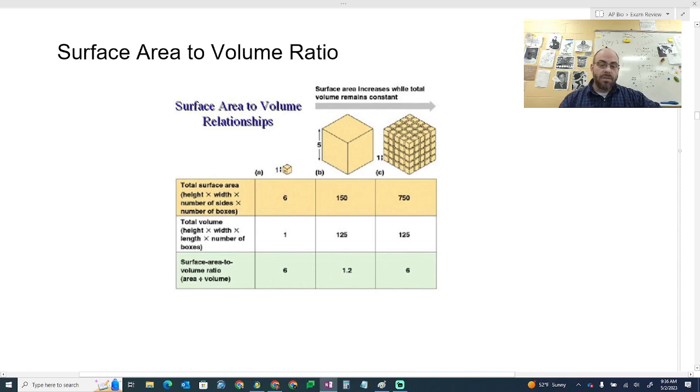So if you have a cube that has a side of 1, then the area is going to be 1, and there's 6 sides, so the surface area is going to be 6. The volume is 1 times 1 times 1, and so the surface area to volume ratio is 6 to 1, or just 6. Well, notice what happens to the surface area to volume ratio as the cube gets bigger. It goes way down. So what do we mean by efficiency?